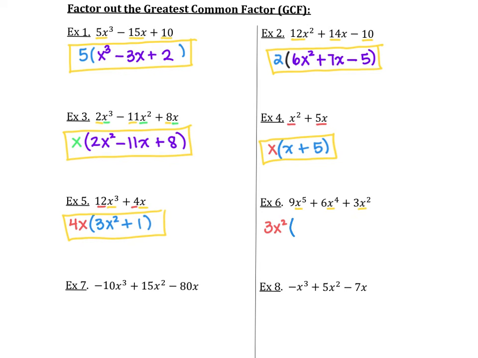Okay, to get 9, 3 times 3, and I need 3 more x's to make x to the fifth. 3 times 2 is 6. x to the 2, because I need 2 more x's to make 6x to the fourth. 3 times 1 is 3, and then for x to the second, I don't need any more x's. So that's good the way it is.